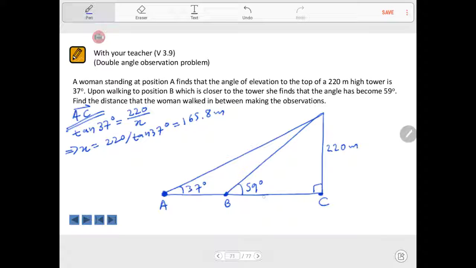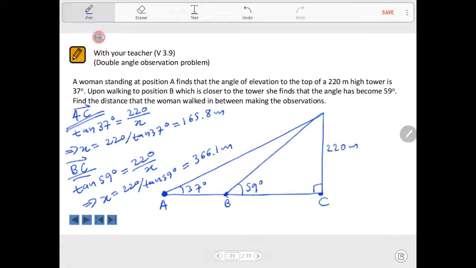Now we're just going to do this one from B to C along here. So B to C. Similar calculation except different angle, tan of 59 degrees. So everything looks really similar. 220 over tan 59, which gives 366.1 metres. So we've got all the way from A to C, and we've got B to C.